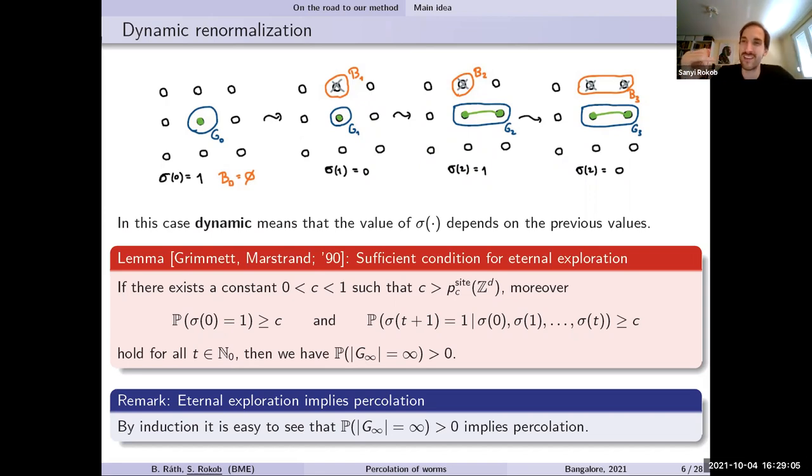We call this renormalization static when this is not the case. So the exploration tells you which vertex you have to examine, but other than that, there is no dependency on whether this newly examined vertex is good or bad. This is more or less the difference between static and dynamic. I don't know if you understand.